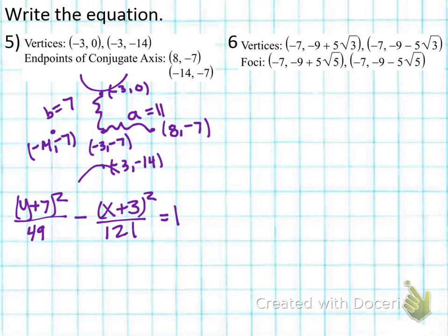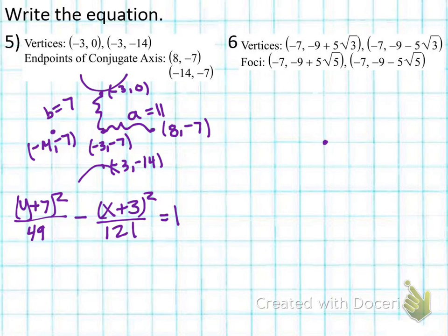Okay, and then for number 6, I see that all of these points have -7, -9, and then they have a square root thing after. But that -7, -9 is kind of my base point, right? And then from there I go up or down 5 root 3 for the vertices, and then I go up or down 5 root 5 for the foci. So I'm going to kind of plot it that way.